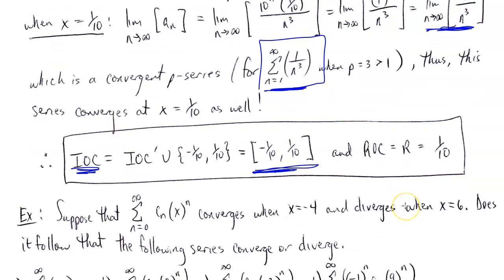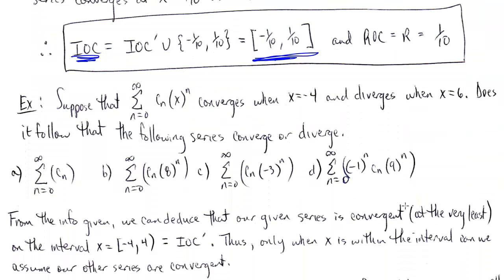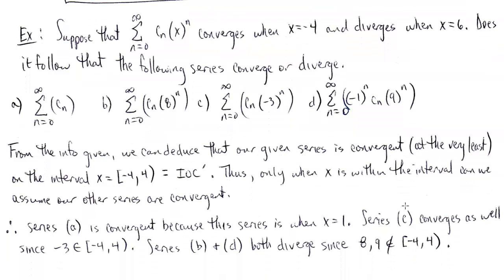All right. So let's look at our last example for this video. And of course, I'm going to do another one to carry this conversation on, but this will be the last example that I do for part 1. Suppose that we have some power series that looks like this. The only information that we have about it is that this power series converges at x equals -4, and we know that it diverges when x is equal to 6, okay? So based upon that, does it follow that the following series converge or diverge, okay?